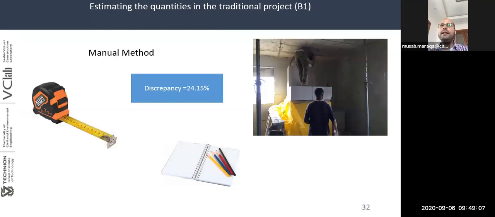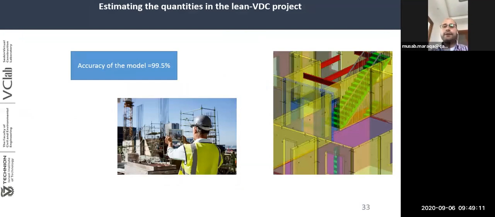Now, for the Lean and VDC project, since the company built a VDC model for the whole project from floor number 1 until floor number 27, we extracted the quantities from the VDC model. But for the basement and the ground floor, since there is no VDC model, we measured them by manual methods. But there is also another point. For the VDC model, before we extracted the quantities from the model, in order to be sure that the quantities are accurate, we used the same methodology. We measured six apartments, like a batch of one floor, to check the accuracy of the VDC model. And we found that the accuracy of the model is 99.5%, which is perfect to get the quantities from that model.